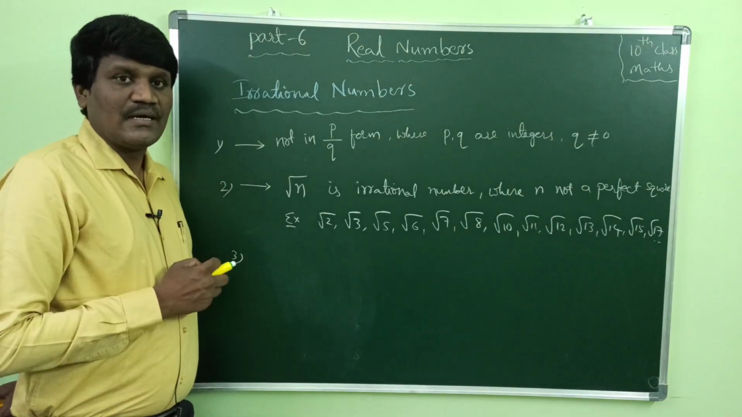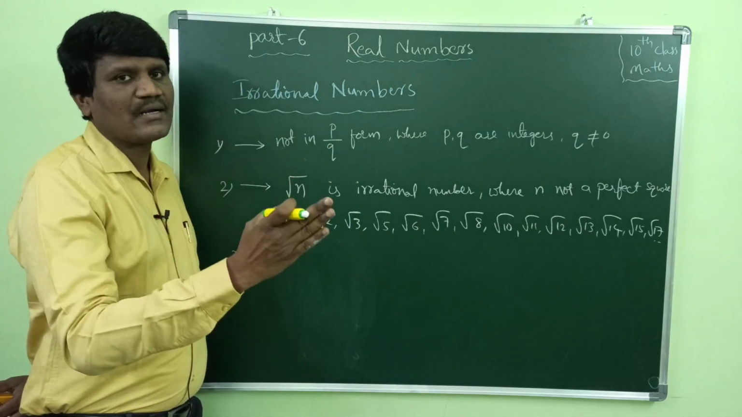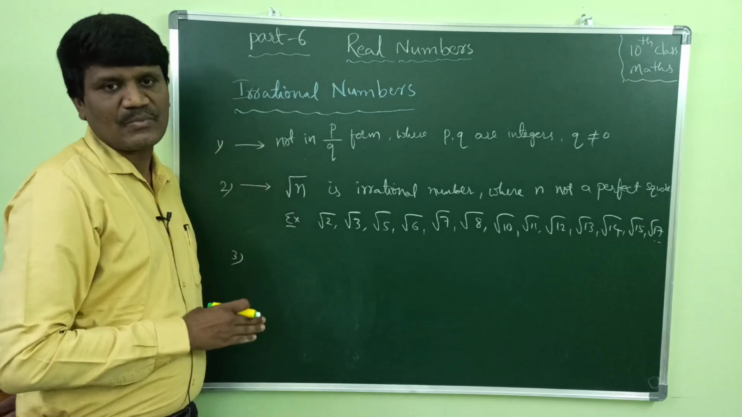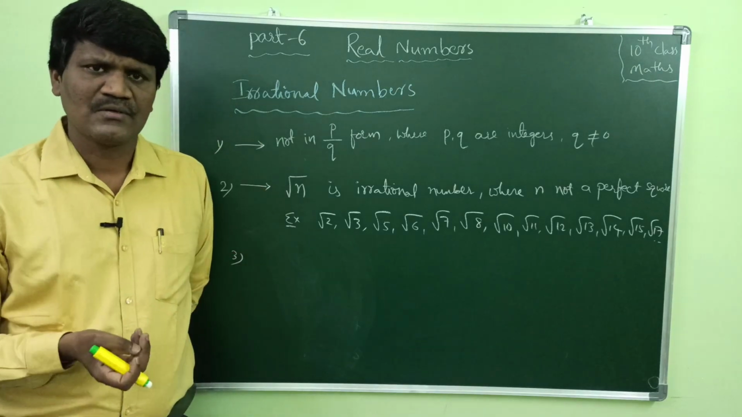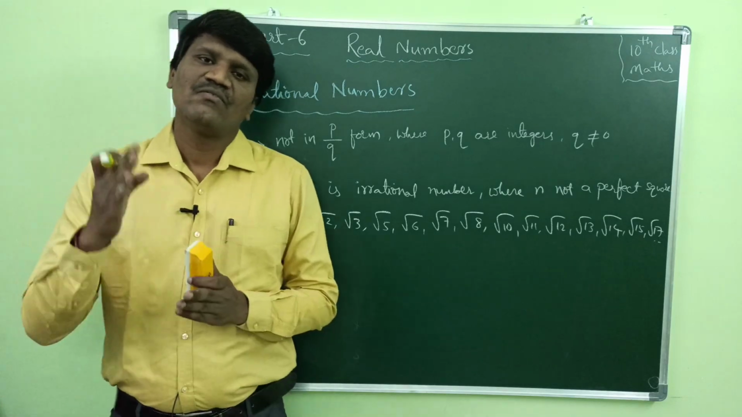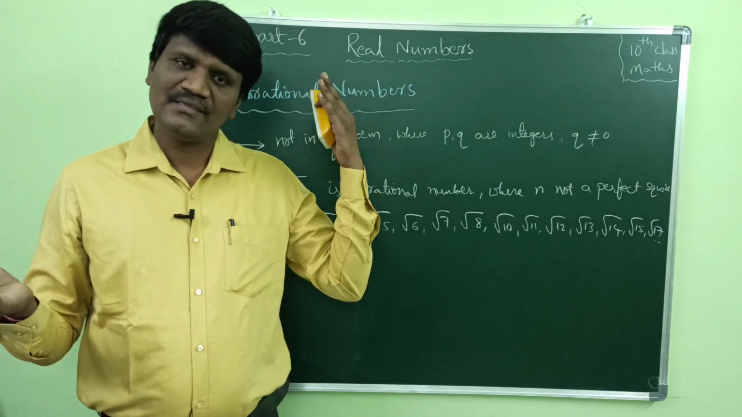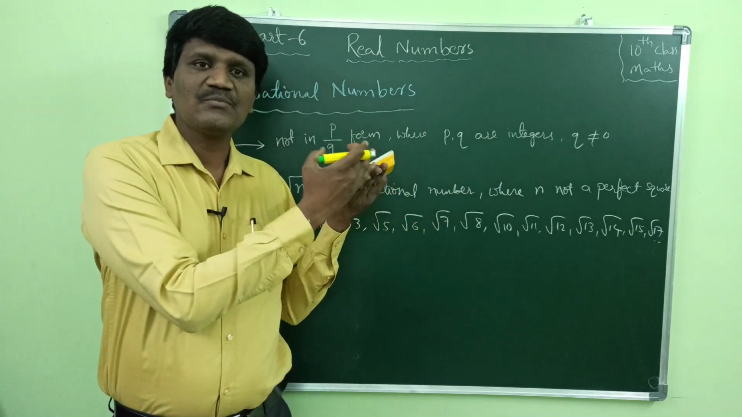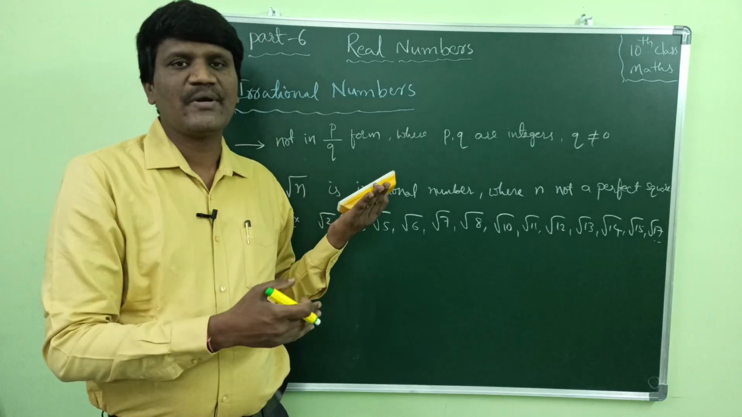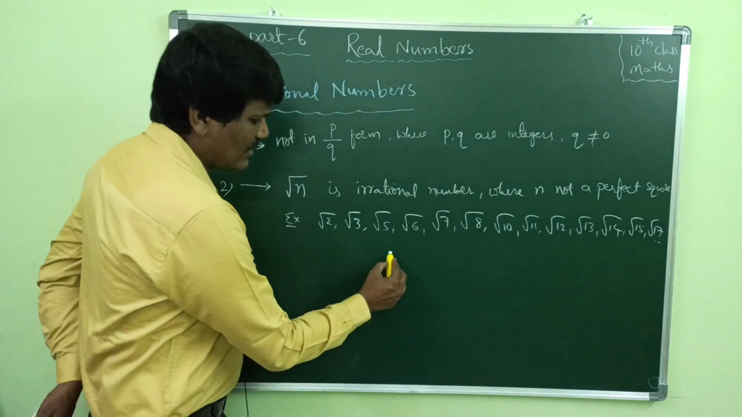already we know that any number which is a non-terminating, non-repeating decimal is called an irrational number. Already we learned what decimal numbers are. Decimal numbers are of two types: terminating and non-terminating. Again, non-terminating is divided into two parts: non-terminating repeating and non-terminating non-repeating decimal. We have already learned this.